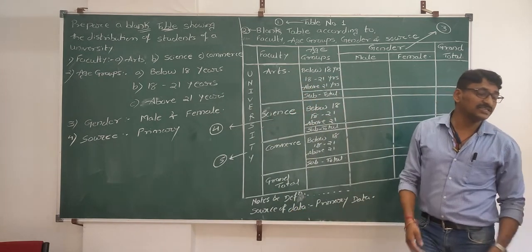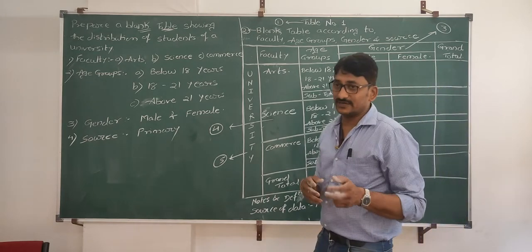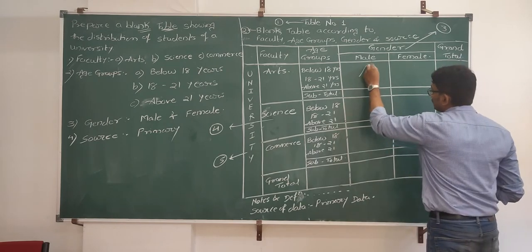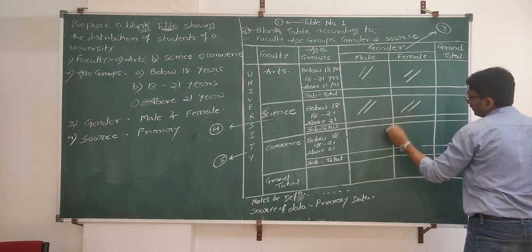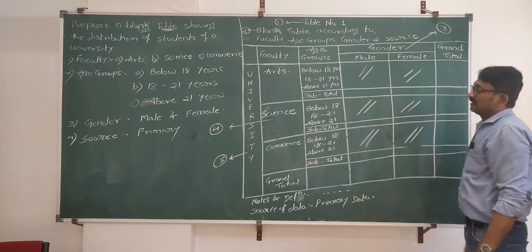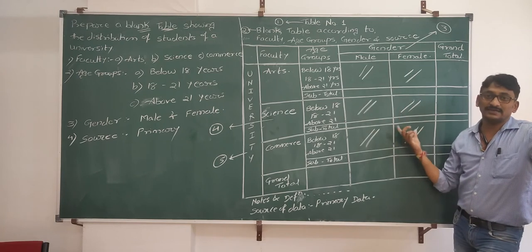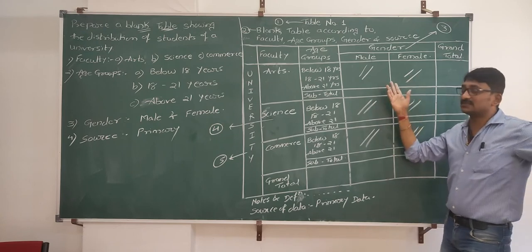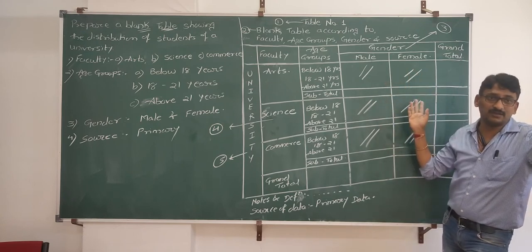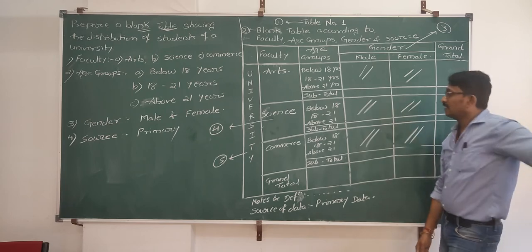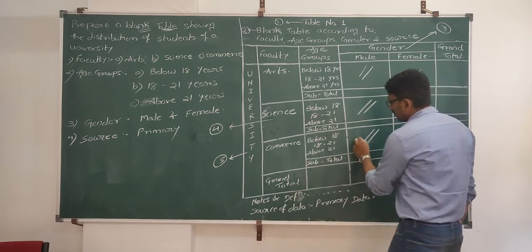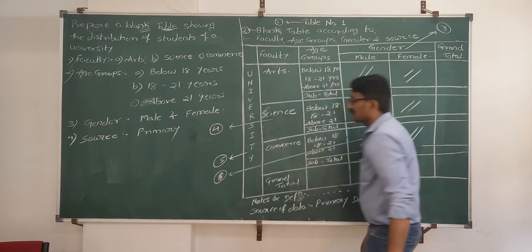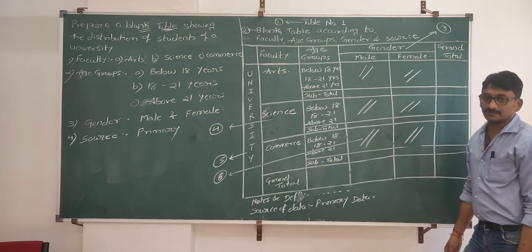Then the sixth one is body of the table, which is most important to differentiate between a statistical and a blank table. Now this is your body of the table. See, this body of the table is totally blank. There is no value written in this, right? So this is called a blank table. If you substitute the values in this table, it becomes a statistical table. So you can treat this as the sixth one, that is body of the table.